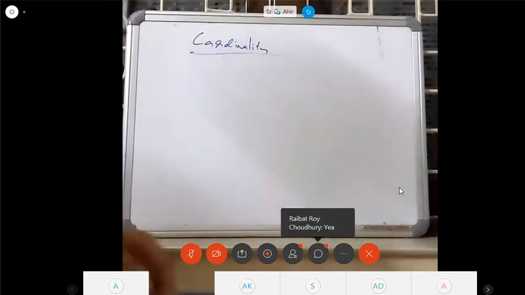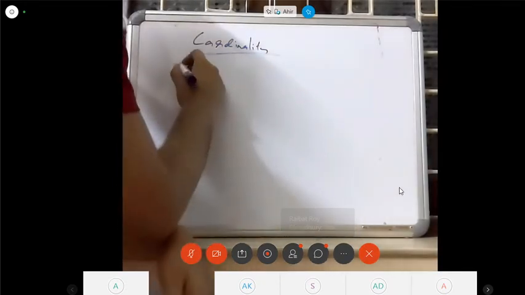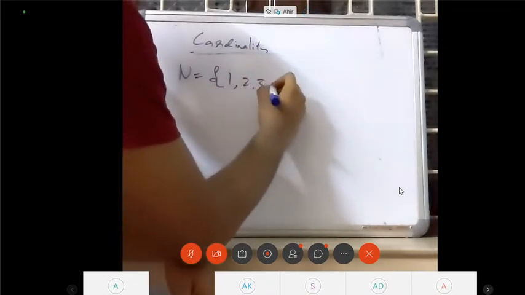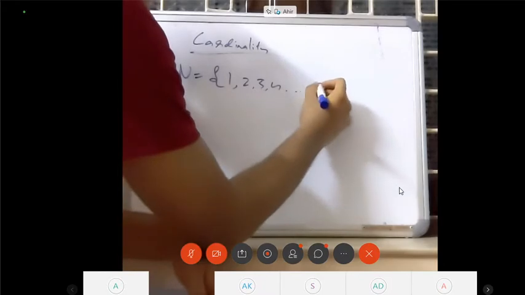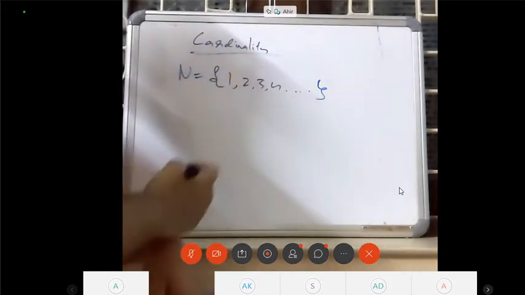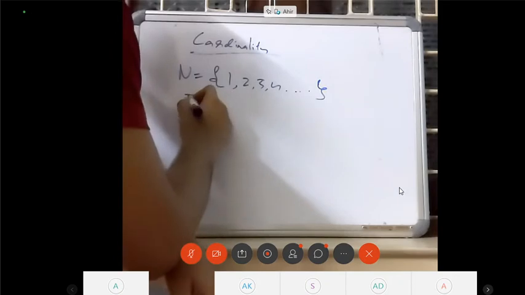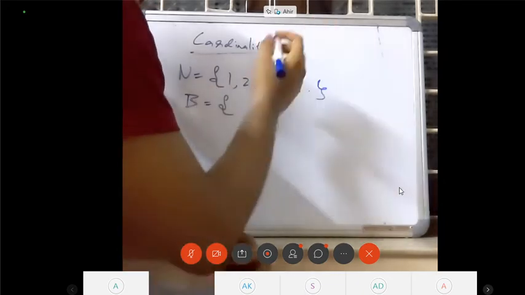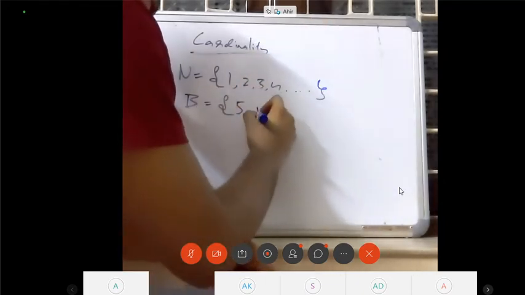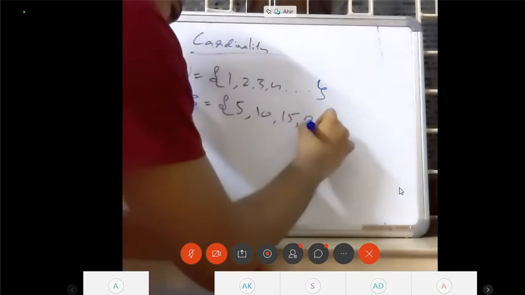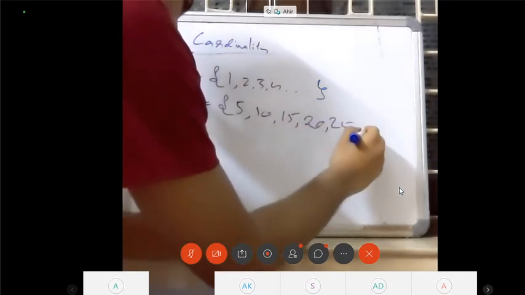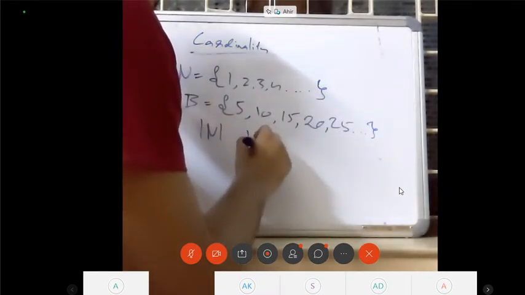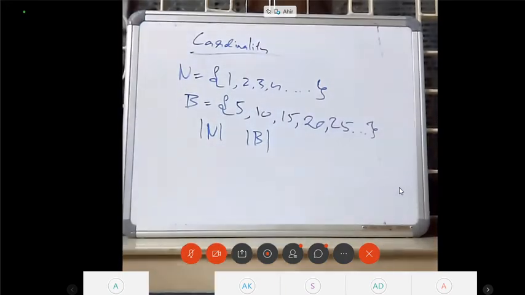Okay, now let's look at two sets. Suppose we have N, the set of natural numbers, and suppose we have a set, say B, which is all multiples of 5. So we have 5, 10, 15, 20, 25, and so on. So what can you say about the cardinality of N and the cardinality of B? It will be the same.